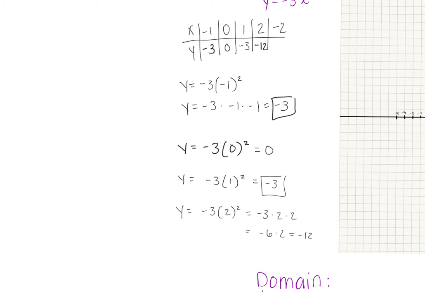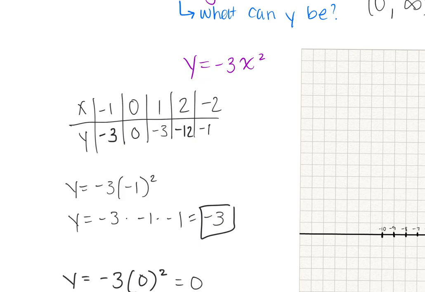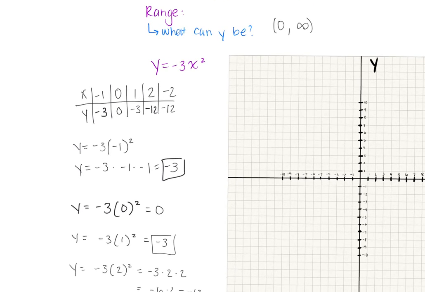And then if we do negative 2 squared, we get y equals negative 3 times negative 2 squared, which is going to be negative 3 times negative 2 times negative 2, which is also negative 12. So we found all of the values that we need. Now we can go ahead and graph it and see what it looks like.